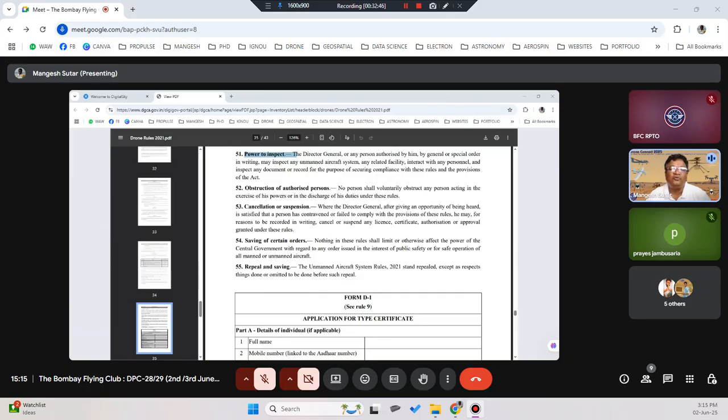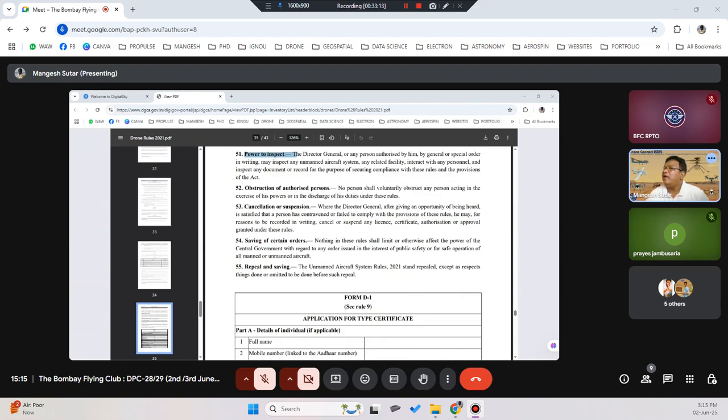If you do not follow these rules, your authorization, your certification, your license or any kind of approval under these rules can be cancelled or suspended. You will be given time to respond to any kind of cancellation or suspension. If you do not respond within that time frame, it will be permanently cancelled or suspended indefinitely. Okay, and rule number 54 and 55 are basically to safeguard these rules.